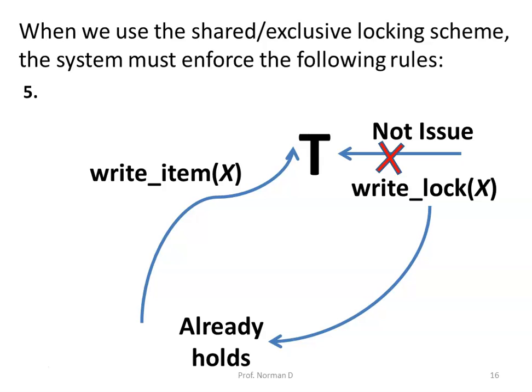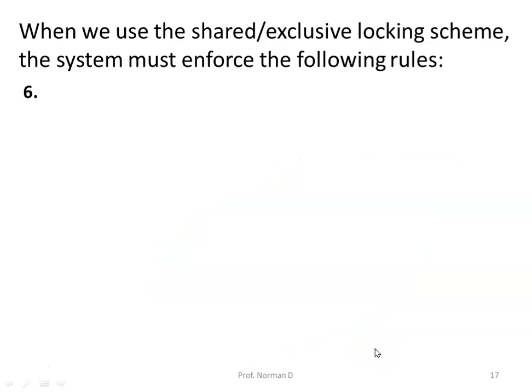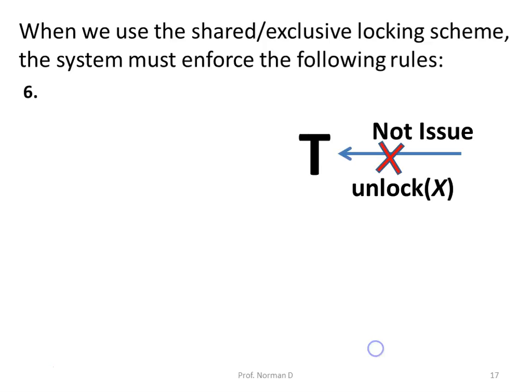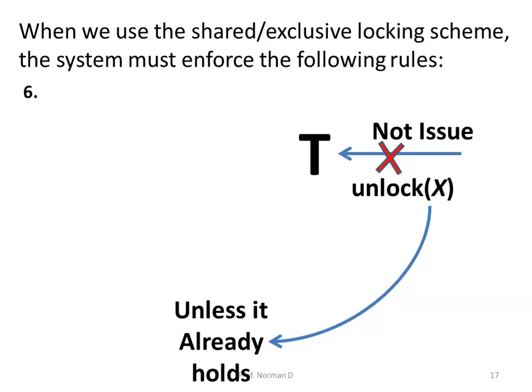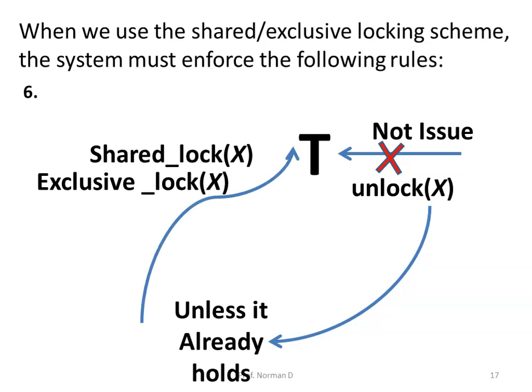And finally, the last rule: a transaction T will not issue an unlock operation unless it already holds a read lock or a write lock on an item X. So in case you are using the shared exclusive locking scheme, then you must make sure that you enforce this set of rules.